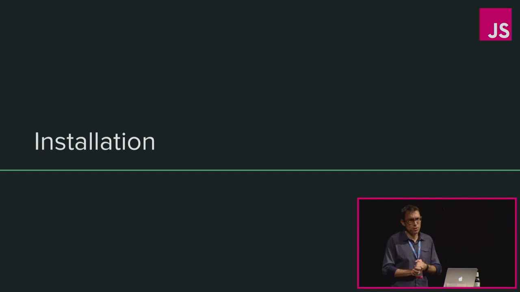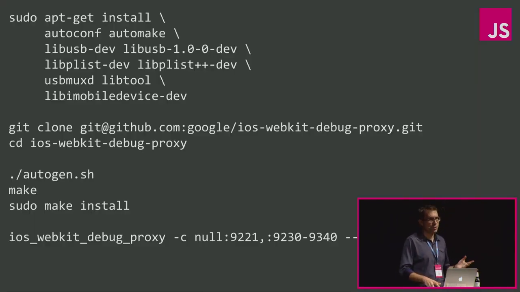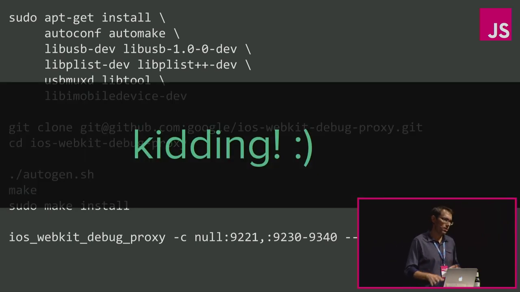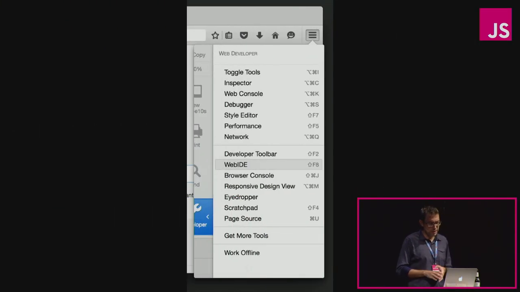So how do we install this thing? We're all engineers, right? We know how it goes. You go to your terminal, you clone your stuff, you compile, you make, you install, you run. Well, that's usually how it happens, but not in Firefox, because Firefox is about automating the nitty-gritty details for you. So what you do is you go to the hamburger menu, click on the developer button, and then select Web IDE.